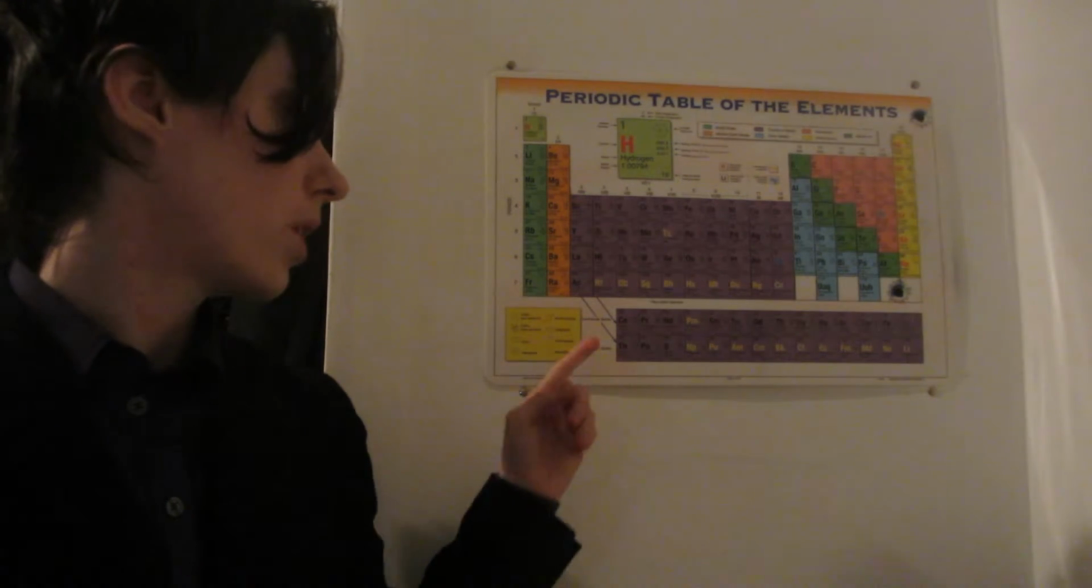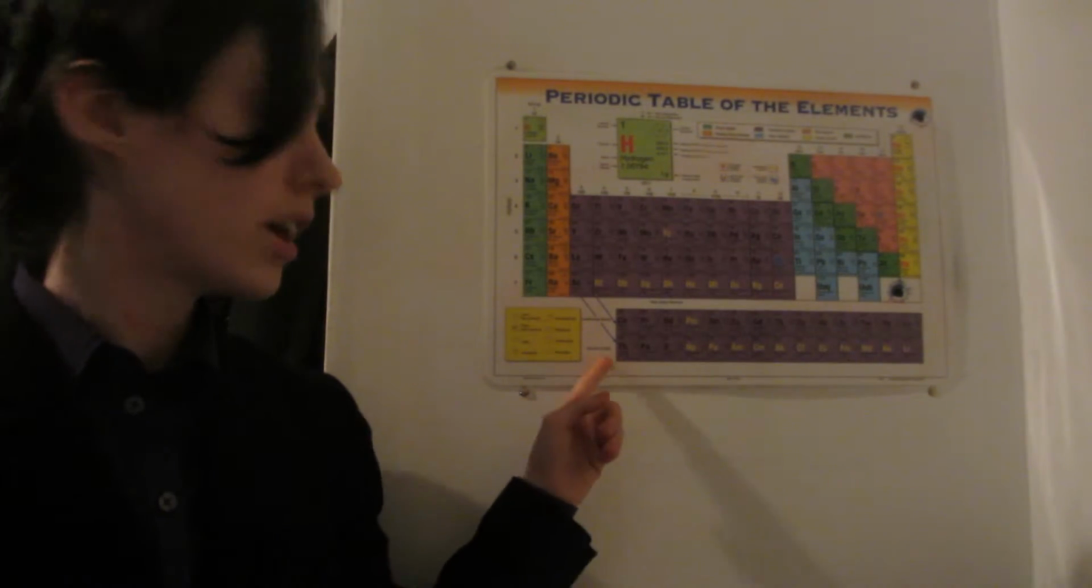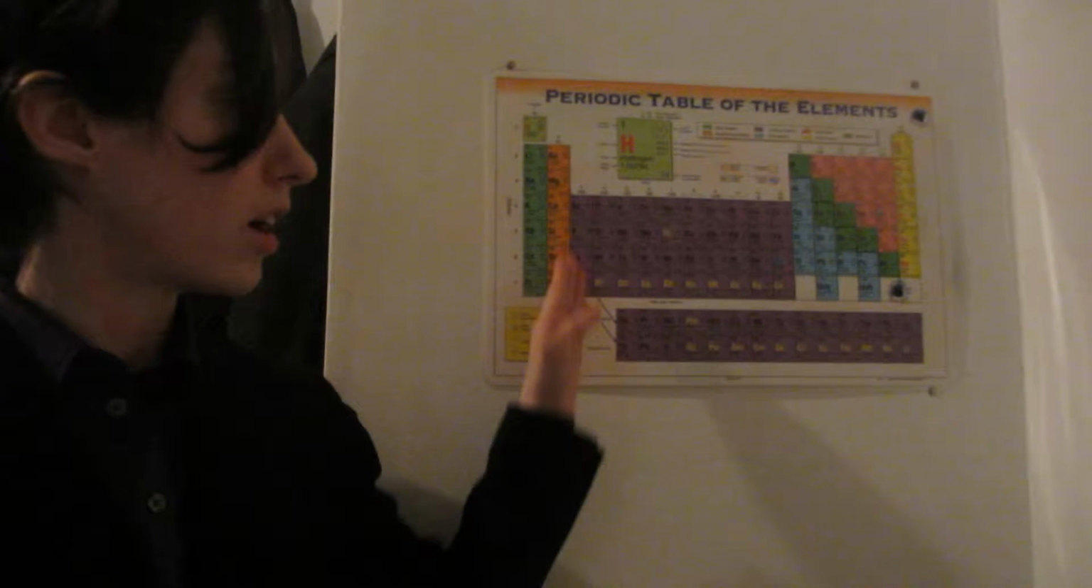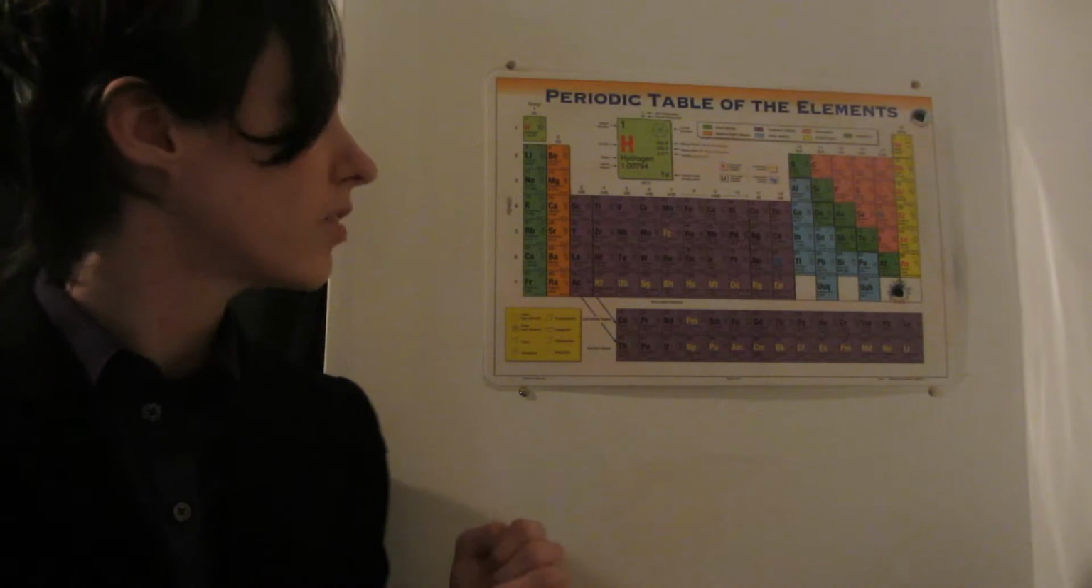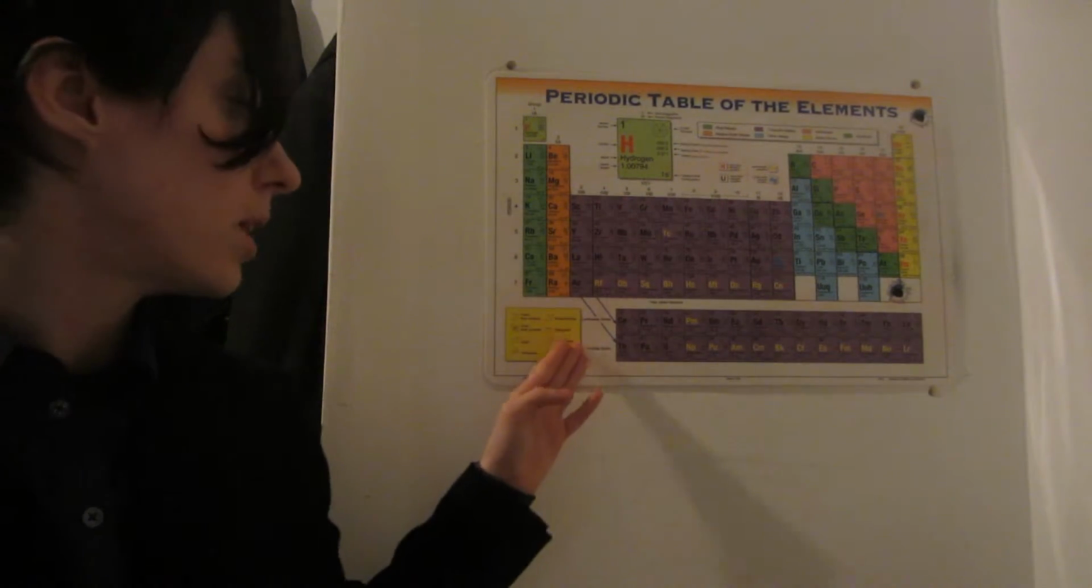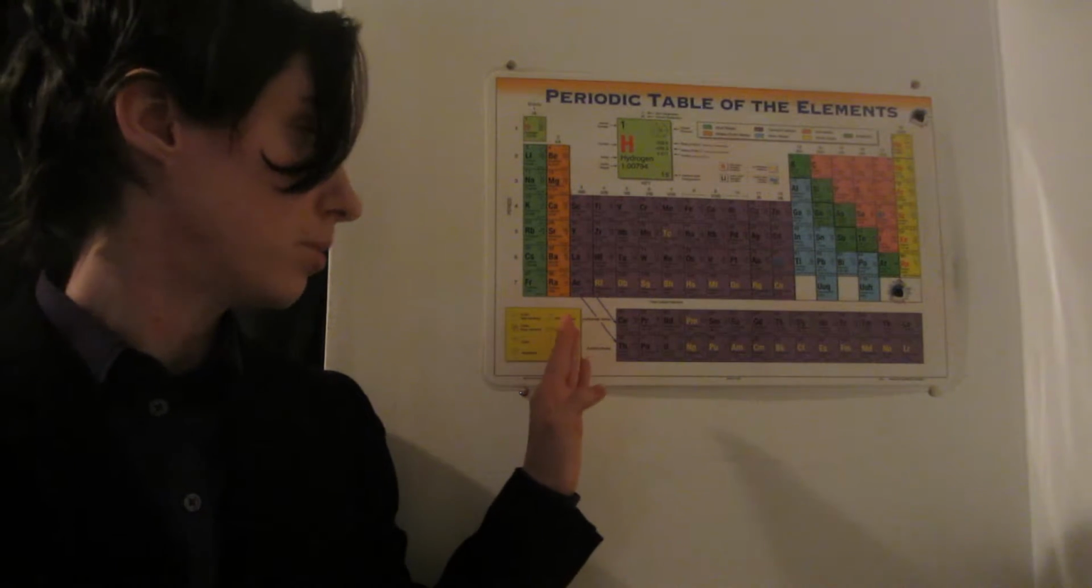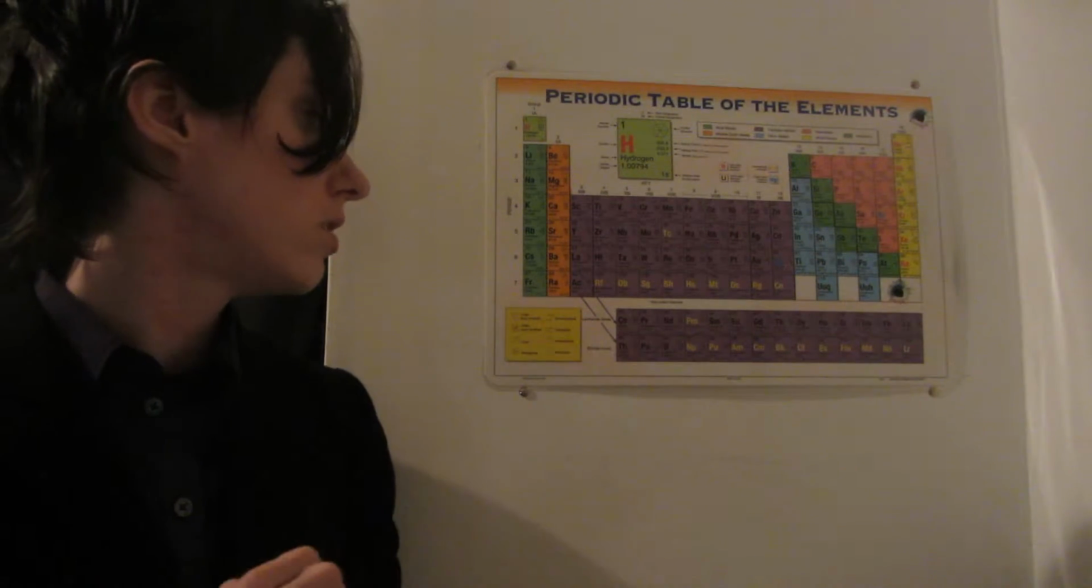Now, some of you may be wondering why the lanthanide series and the actinide series have been separated from the rest of the transition elements, and this is mostly for aesthetic value, but the lanthanide series all are derived from lanthanum, and the actinide series act very similarly to the lanthanide series and are generally derived from actinium.